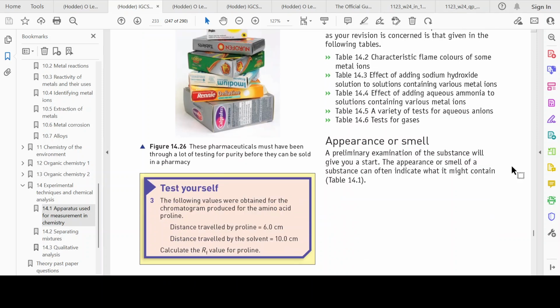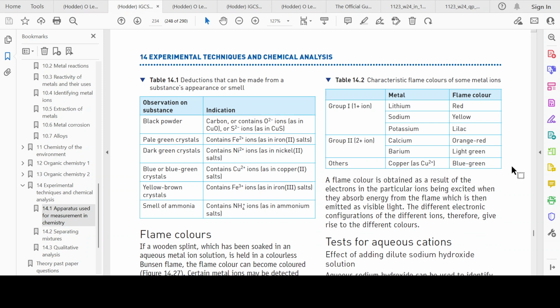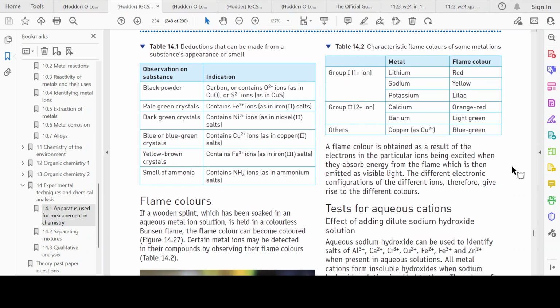Appearance or smell. Preliminary examination of substances will give you a start. The appearance or smell of a substance can often indicate what it might contain. So the observation is that it's a black powder. So it could be carbon, or it contains oxide ions, such as, sorry, not carbon, copper oxide, in this case copper(II) oxide, or it also could be sulfide ions in copper sulfide.